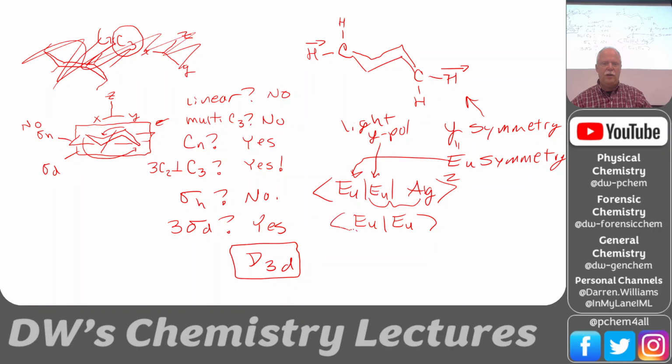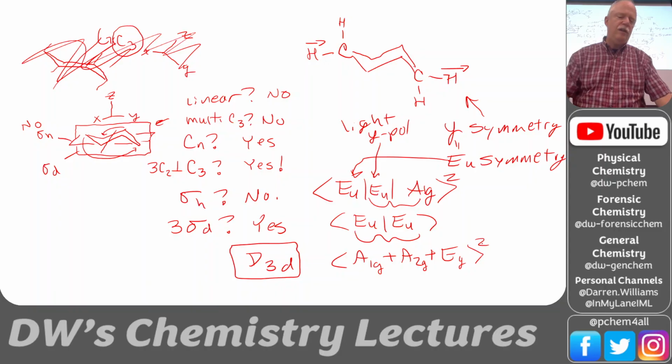We redraw our little integral brackets, and then we go back to the direct product table, and E times E is A1 plus A2 plus E. And then U times U is G. So we have G on all of these. And then we close our integral. We have a square. Now notice these are now plus signs.